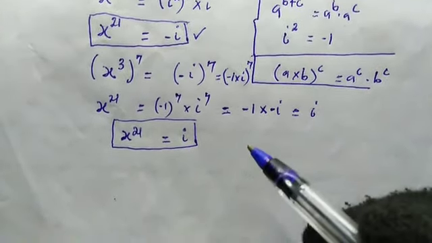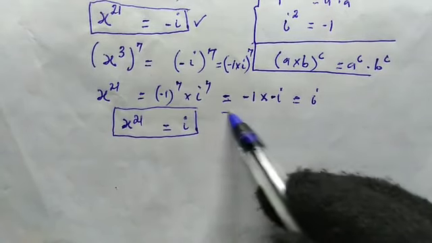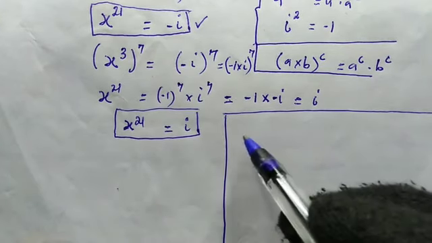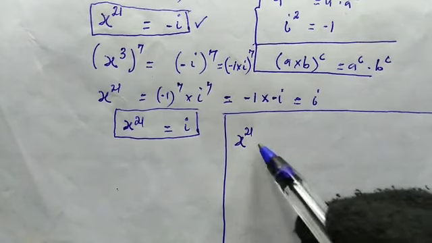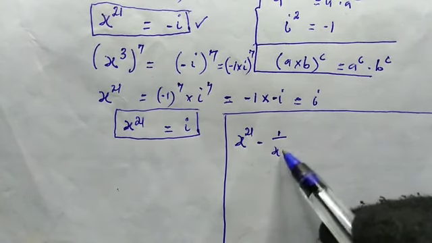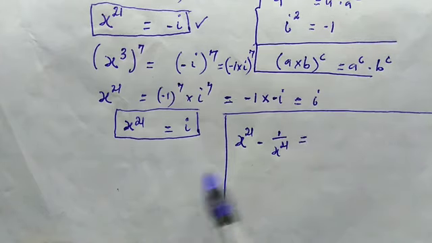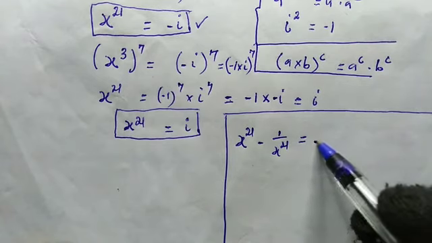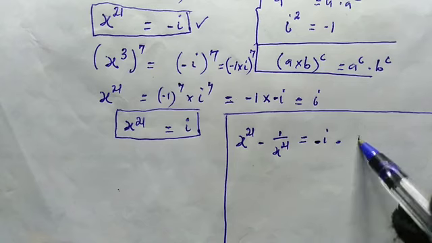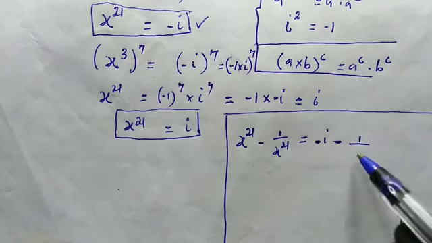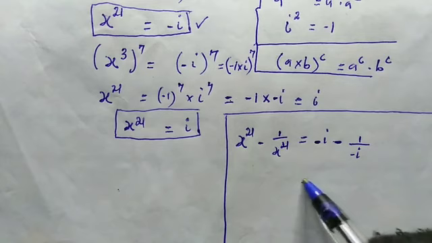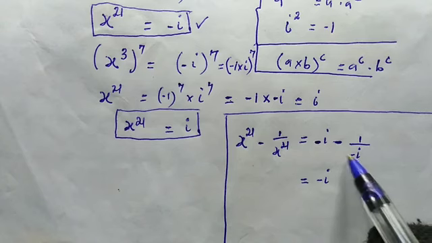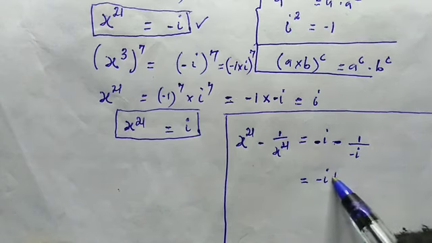Now, let's talk about the expression we are trying to evaluate, right? So from here, x to the power of 21 minus 1 over x to the power of 21 is going to be equal to, now with the first value for x to the power of 21, we have negative i minus 1 over negative i. So this is equal to negative i. This negative here with this negative here, we have here plus.